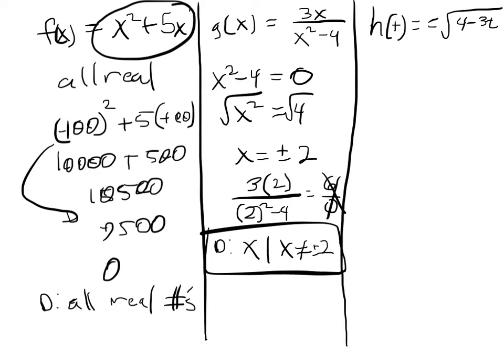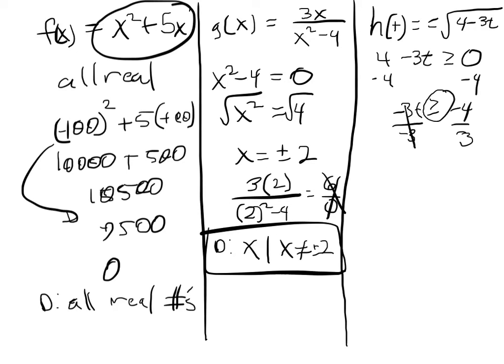Okay? Here, h of t, we have the square root of 4 minus 3t. And what we need to know is how do we keep this value under the radical greater than or equal to 0. So we set it greater than or equal to 0, and we solve. Subtract 4, you end up with negative 3t greater than or equal to negative 4. Okay? Then you divide by negative 3, divide by negative 3, and now we need to flip our inequality symbol. So we end up with t less than or equal to 4/3.